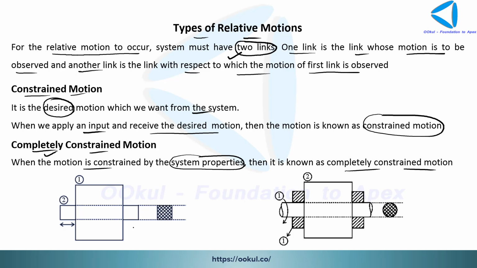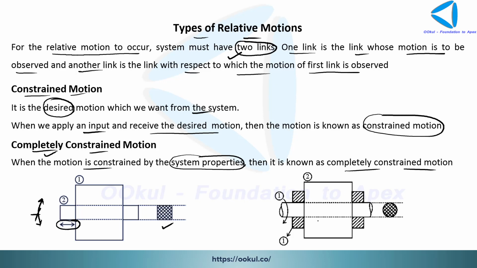See, suppose this is any square shaft. Okay, this is any square shaft fitted inside a square hole. Okay, so now this shaft can only do a reciprocation motion or a translation motion, but it cannot do your rotational. Okay, the rotation is not possible. So the motion, that is the translation motion which we are getting as an output, which is the constrained motion, is only due to your system properties. So this sort of a constrained motion is known as your completely constrained motion.